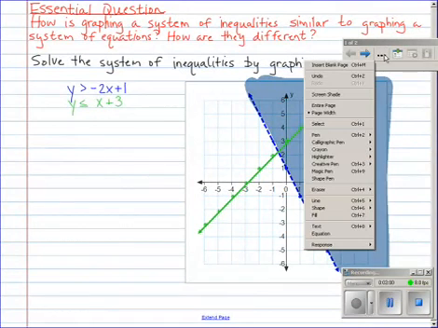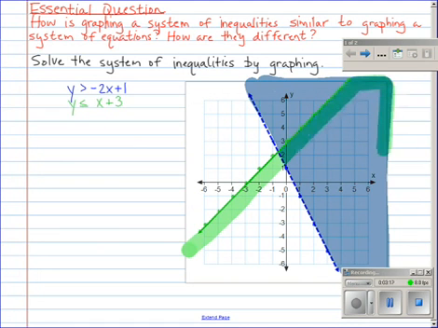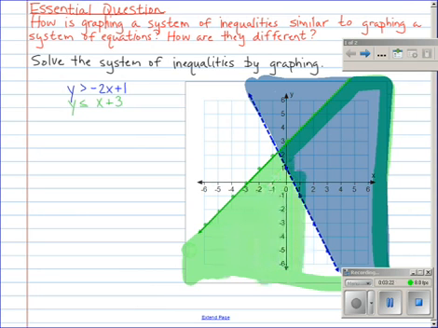Then the shading, well, because it's less than or equal to, my y-intercept is 3, so numbers on the y-axis that are less than 3 would be 2, 1, 0, negative 1, negative 2, negative 3, negative 4, negative 5, negative 6. And all of those numbers lie below that line. So I'm going to shade everything below the green line.